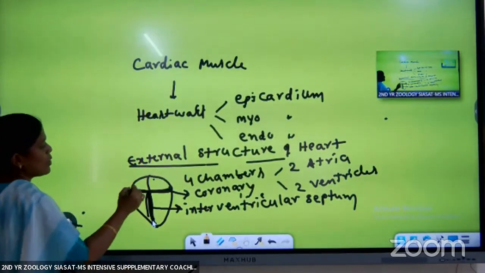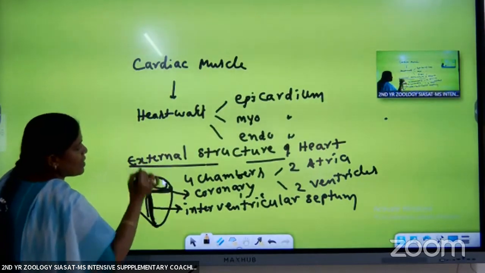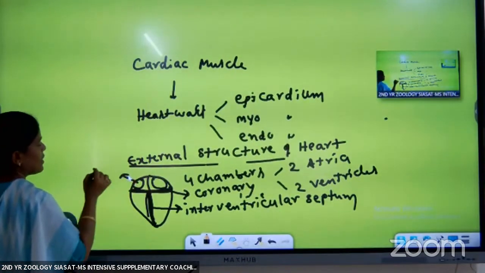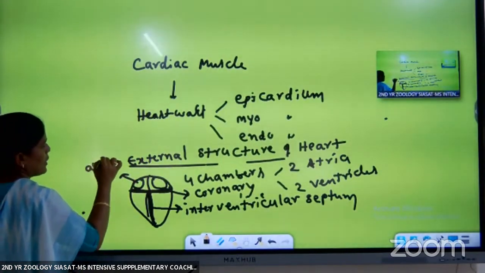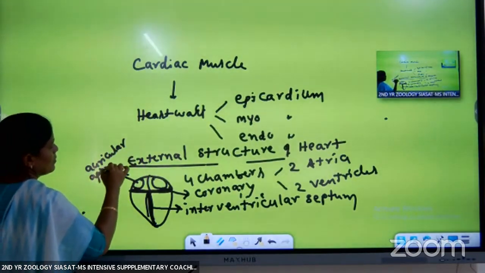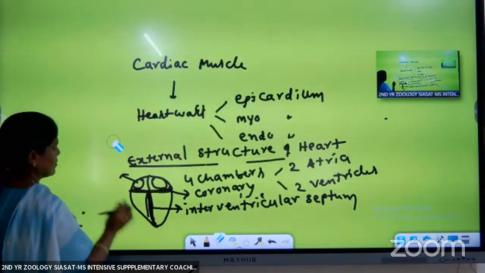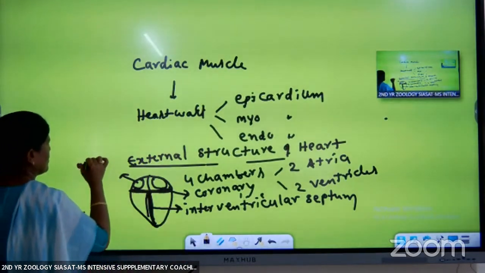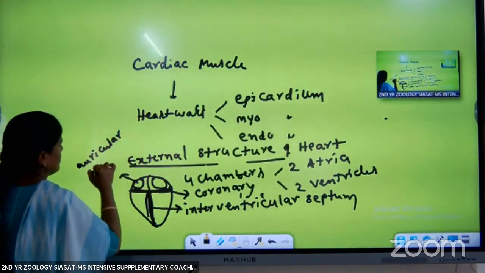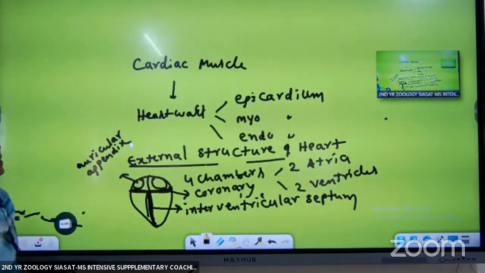Also, the auricular appendix is visible here. Earlobe-like structures are visible above the atria, that we call the auricular appendix. Here, this is about the external structure of the heart.